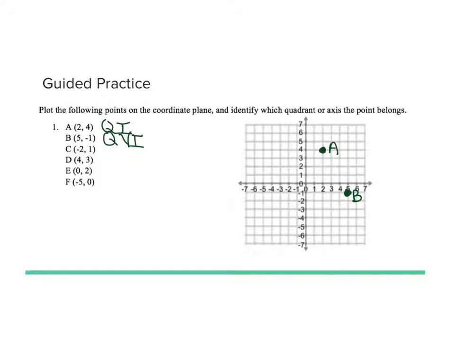Okay, negative 2, 1. So we count left 1, 2, and up 1. It's right here. And that's point C. That is in quadrant 2. 4, 3 is right 4, and up 3. 1, 2, 3. Sometimes I have to look again because the lines can all kind of blur together. This is point D, and this is again in quadrant 1.